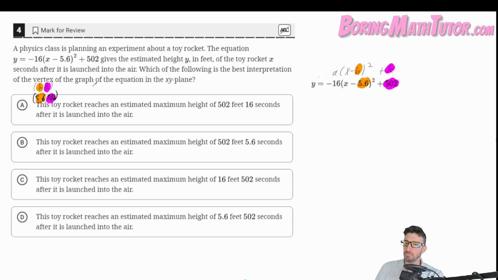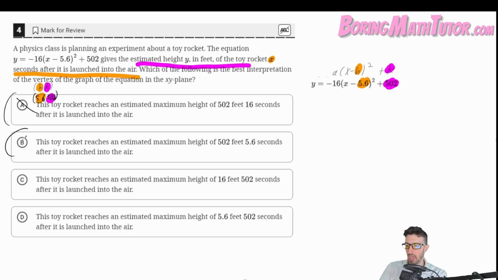Now that we know that, we need to see which one of these is describing that in the right way. Well, 5.6 is an x coordinate, and x is the number of seconds after it was launched in the air. And 502 is a y coordinate, and y is the height of the rocket. Okay, so let's see. This toy rocket reaches an estimated maximum height of 502 feet, 16 seconds? No, that's not true. It's got to have the 5.6 in it. It reaches a maximum height of 502, 5.6 seconds after it's launched in the air.